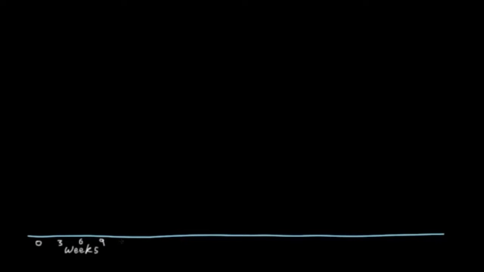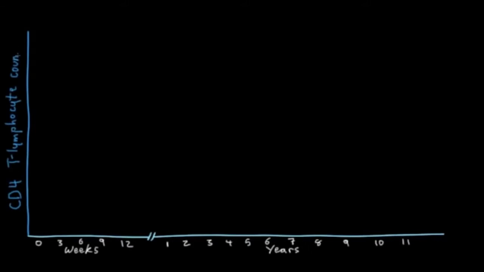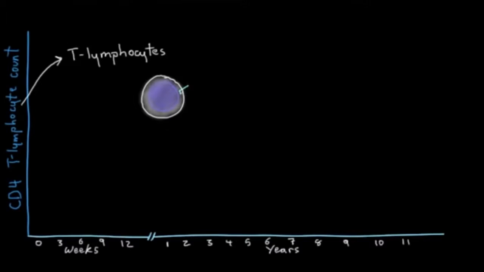Let's actually use the help of a graph. This might be helpful. So here's our graph, and we'll put time down here on our x-axis. And actually, just to make this extra useful, we'll put weeks in this beginning part here, and then we'll transition to years here. And you'll see how this is relevant in a few moments. So on the y-axis here, we'll put CD4 T lymphocyte count. T lymphocytes are a really, really important type of immune system cell, and CD4 just refers to a type of protein that's stuck through their cell membranes. That's kind of how we like to identify them, by this protein on their membranes.